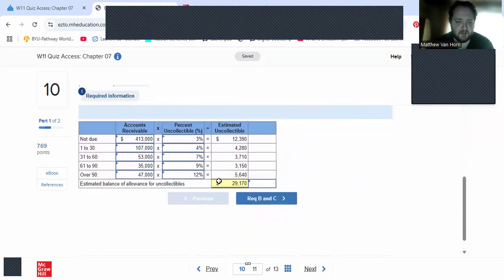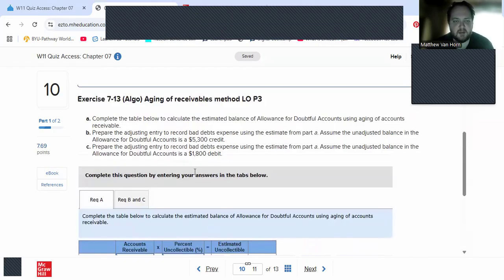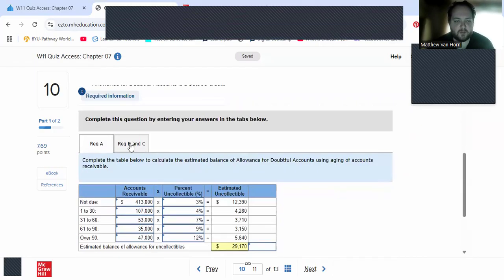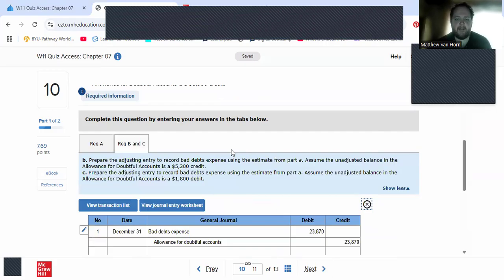And then that gives us the estimated balance of allowances for uncollectibles. That's going to be 29,170. This is also a very important number for the next part of the problem, B and C.